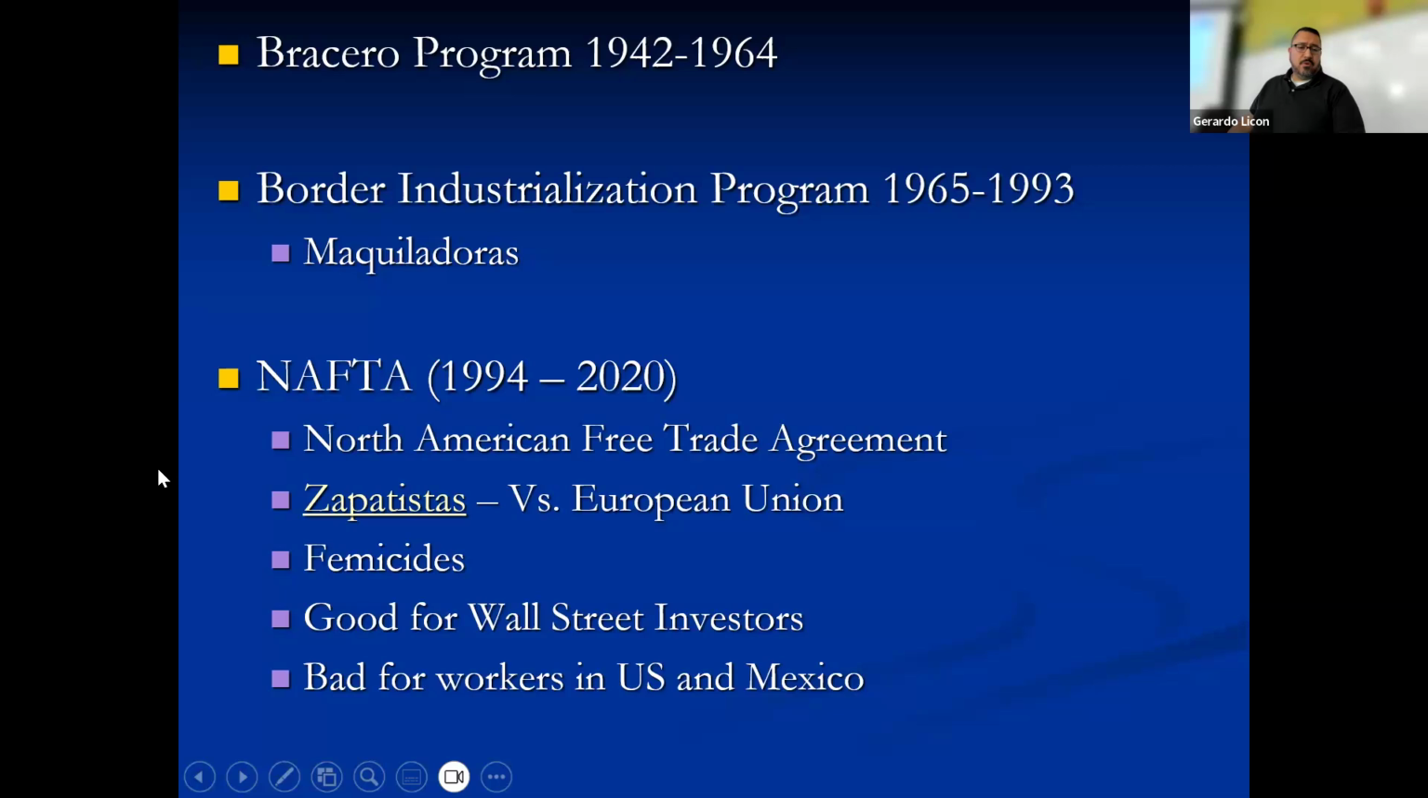Was NAFTA good or bad? Who benefited from it? After all this time, we can see that NAFTA was good for Wall Street investors. It was not good for workers in the US or Mexico. It was not good for workers in the United States because a lot of factories, including certainly in the Midwest, left the United States to go to Mexico to open up over there, to have cheaper wages, to not have to protect the environment, etc.